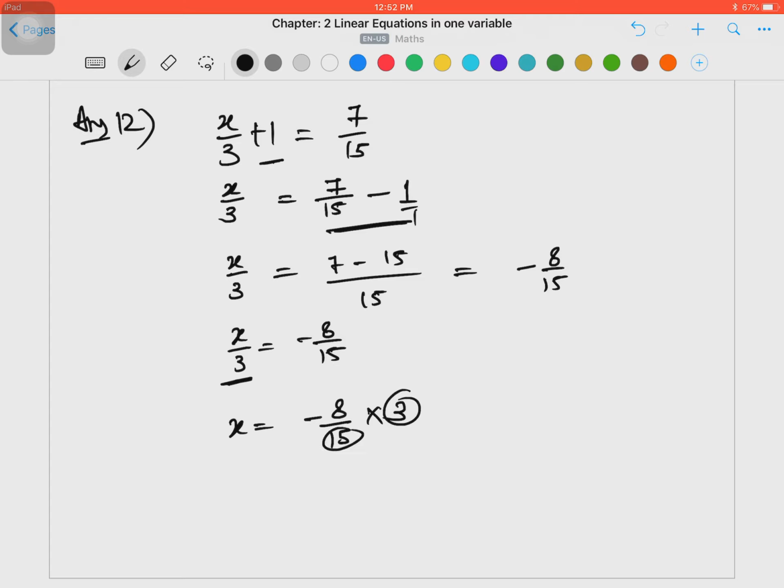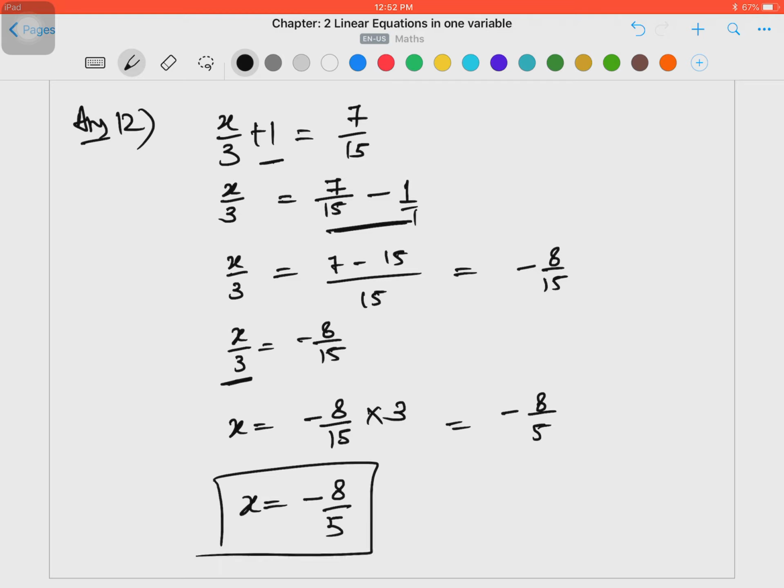When you divide these, as both are multiples of 3, you will get minus 8 by 5. Hence x is equal to minus 8 by 5. So that's the answer of this question or the equation.